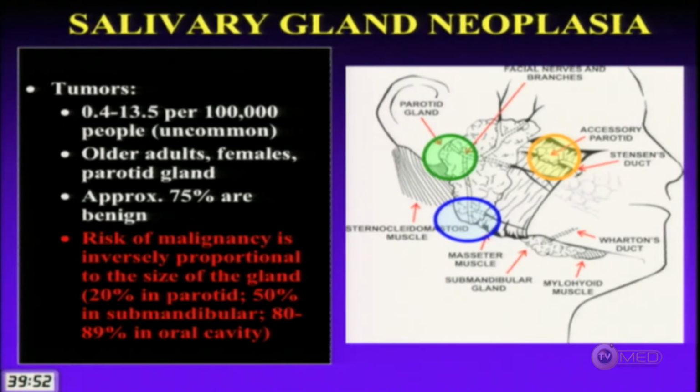The problem starts arising when you move down to the submandibular gland, which we have right there, where the risk of malignancy is about 50%. 50% benign, 50% malignant. And then if the patient presents with an intraoral mass, such as a palate mass, possibly from a minor salivary gland, the risk of malignancy goes up closer to 90%. So again, the risk of malignancy is inversely proportional to the size of the gland.